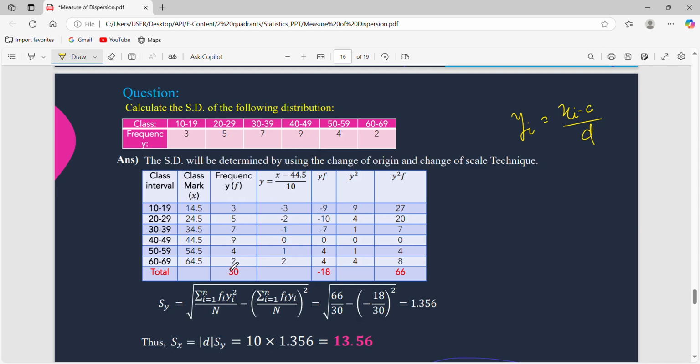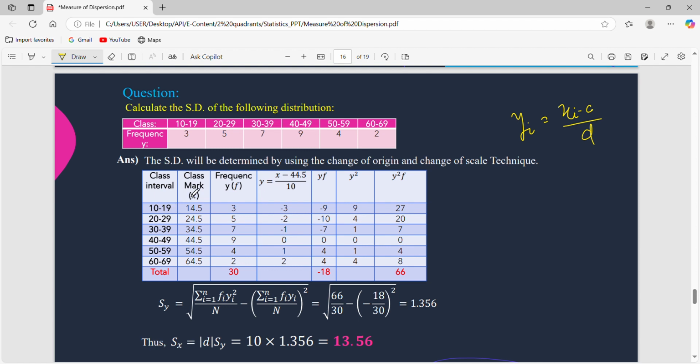Next, just see here. After the class interval we have the class mark. So 10 plus 19 by 2 is 14.5, 20 plus 29 by 2 is 24.5. Here I have skipped one column, that is class boundary. You have to add that column whenever you practice in your copy. So you must add one more column, that is class boundary.